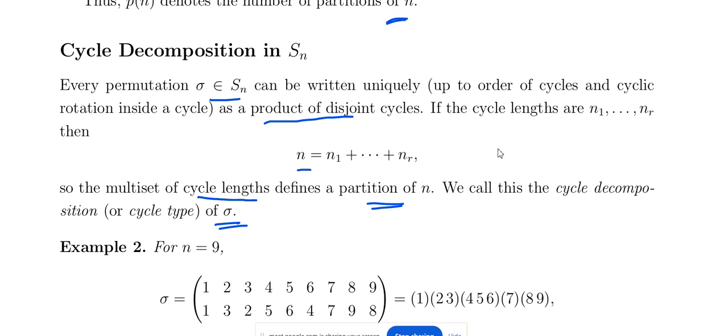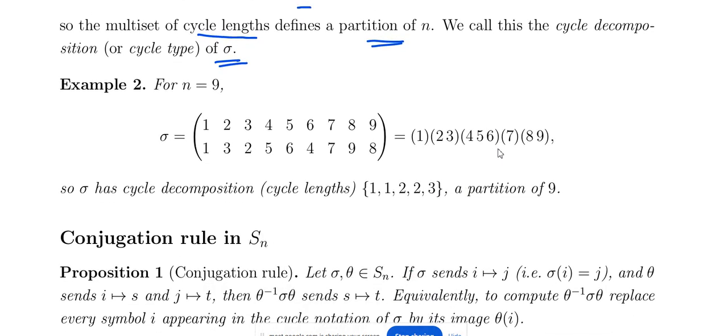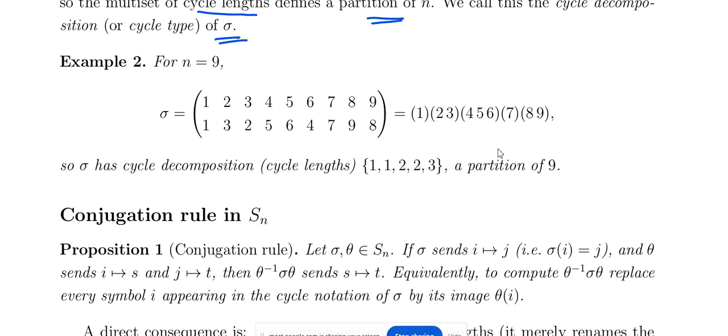ஓகே, இங்கே பார்த்தீங்கன்னா ஃபார் எக்ஸாம்பிள் n equal to 9 ஒரு எக்ஸாம்பிள் எடுத்திருக்காங்க. இதில் பார்த்தீங்கன்னா சைக்கிள் இங்கே 1 goes to 1, தட் இஸ் 1. ஸோ 2 goes to 3, 3 goes to 2, 2 3 வருது. அப்புறம் 4 goes to 5, 5 goes to 6, 6 goes to 4. So இது ஒரு cycle 4 5 6, and 7 goes to 7 இது ஒரு cycle, and 8 goes to 9, 9 goes to 8, 8 9 ன்றது ஒரு cycle.